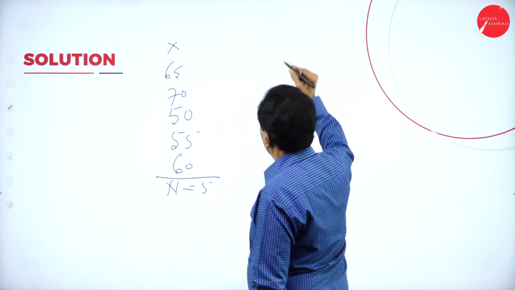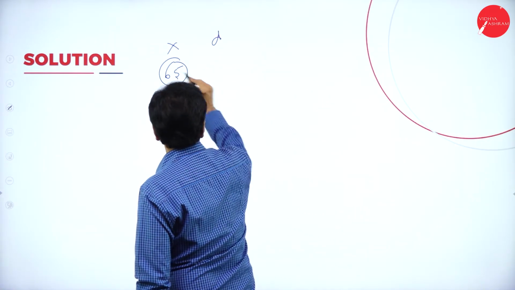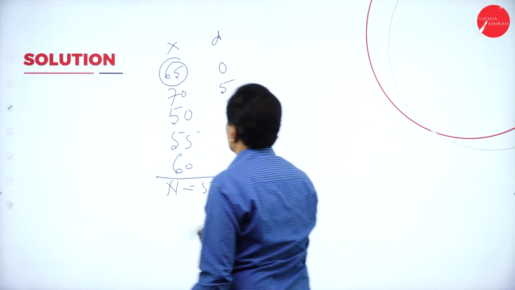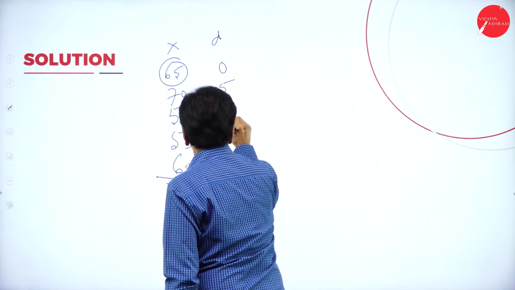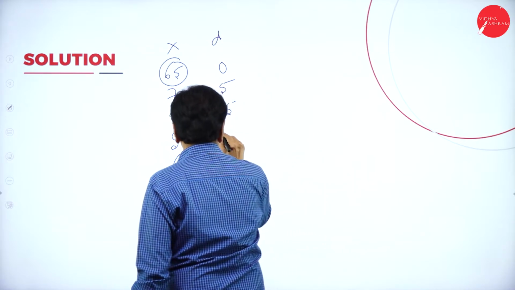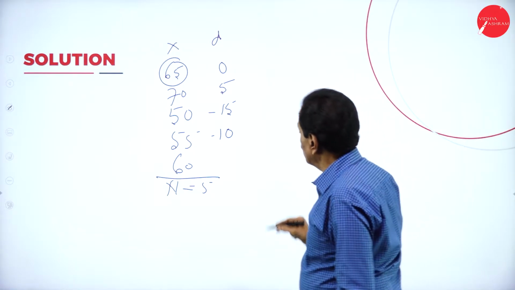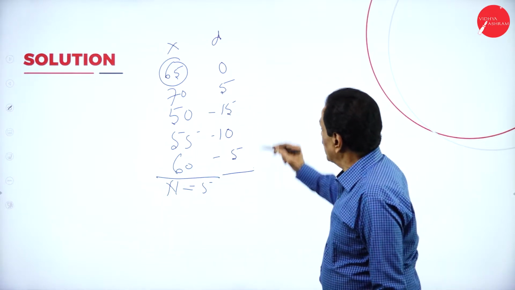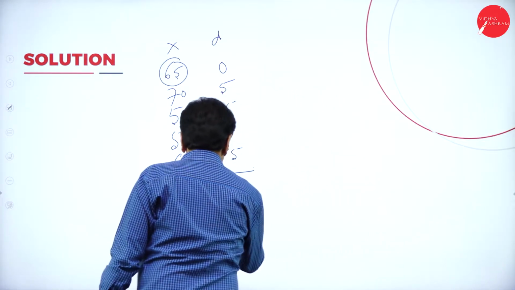Take the deviation, d. Any number you want, you can take. I take 65 as 0. 70, how much more? 5 more. 50, how much come down? Minus 15. Then 55, how much come down? Minus 10. 60, how much come down? Minus 5. Add the figures: 15 plus 10, 25, plus 5, 30. 5 more and 30 less means minus 25.